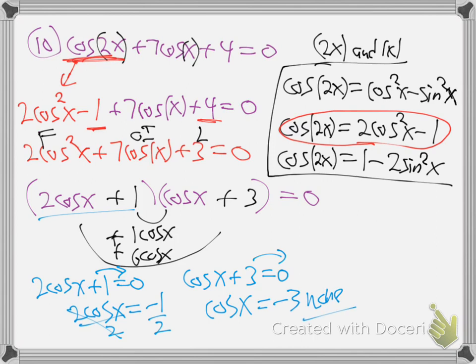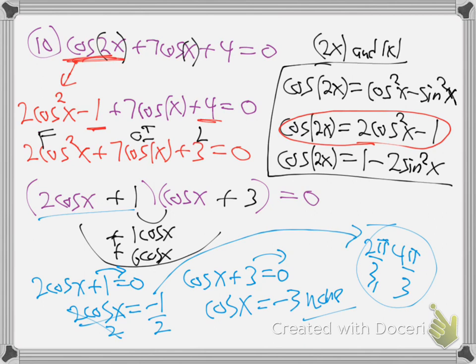None. There are no answers out of that one. For the other one, where is cosine negative a half? It's 2 pi over 3 and 4 pi over 3, right? So it's 2 pi over 3 and 4 pi over 3 that come from the other one. Is that okay? Everybody see that there? So it's the same kind of thing. We're replacing cosine 2x.